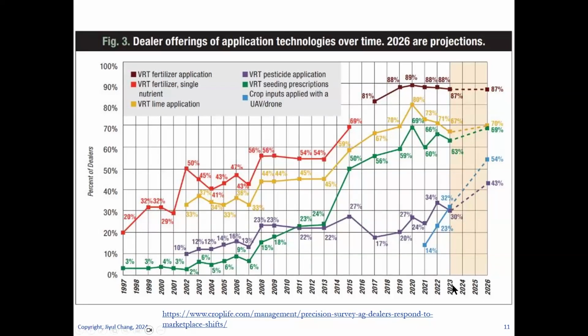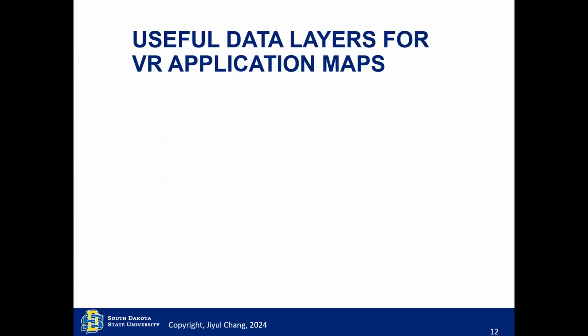In 2023, last year, they said almost 90% of the dealerships use variable rate fertilizer application, and the yellow one is variable rate lime, and the green one is variable rate seeding application. So these are the three application techniques in practice that are the most common right now. To do that, we need to use the data layer.